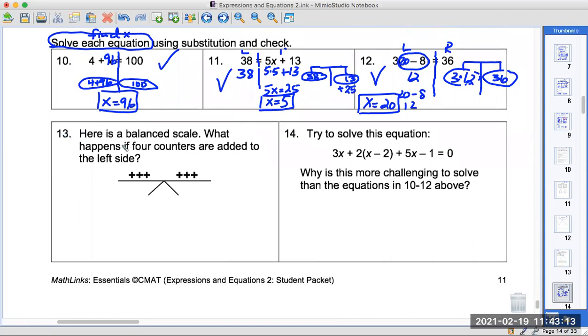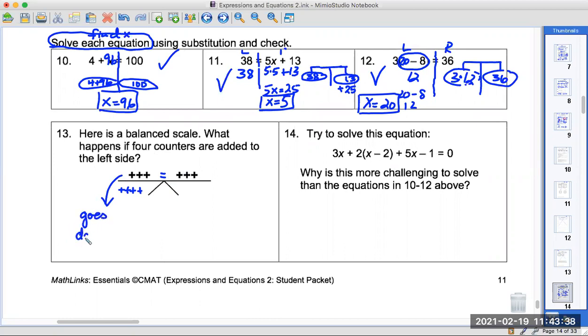Number 13, here's a balanced scale. Remember the scale I always draw? The middle is called the fulcrum. That's our equal sign right here. Left side, right side. What happens if 4 counters are added to the left side? What do you think happens? This side will go down. It's heavier, right? It goes down.